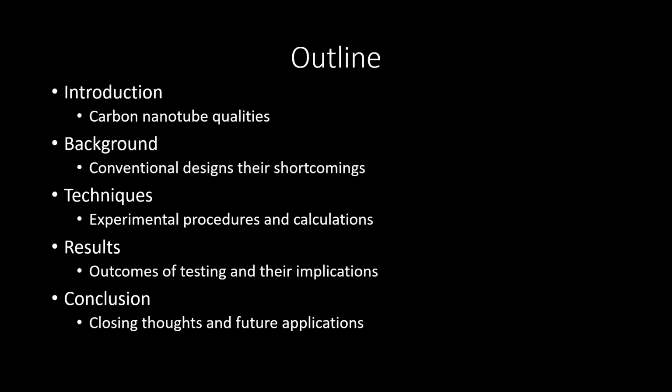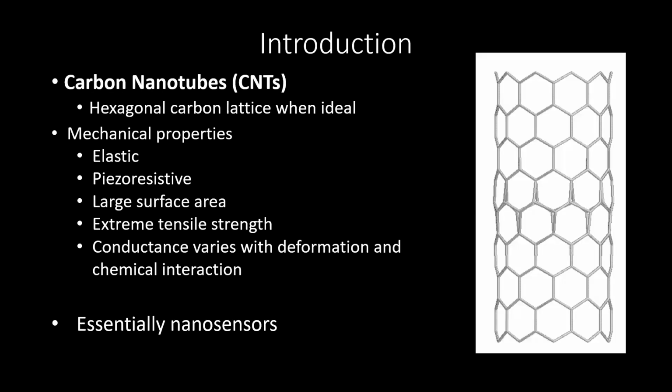Transitioning to techniques, I will go over the samples that were produced by this group for the experimentation and the various tests and calculations that were performed on those samples. In the results section, I will cover what the team found after their experiments and the further applications that were shown to be possible. In the conclusion, I will go over the closing thoughts and considerations for future experiments with CNT composites.